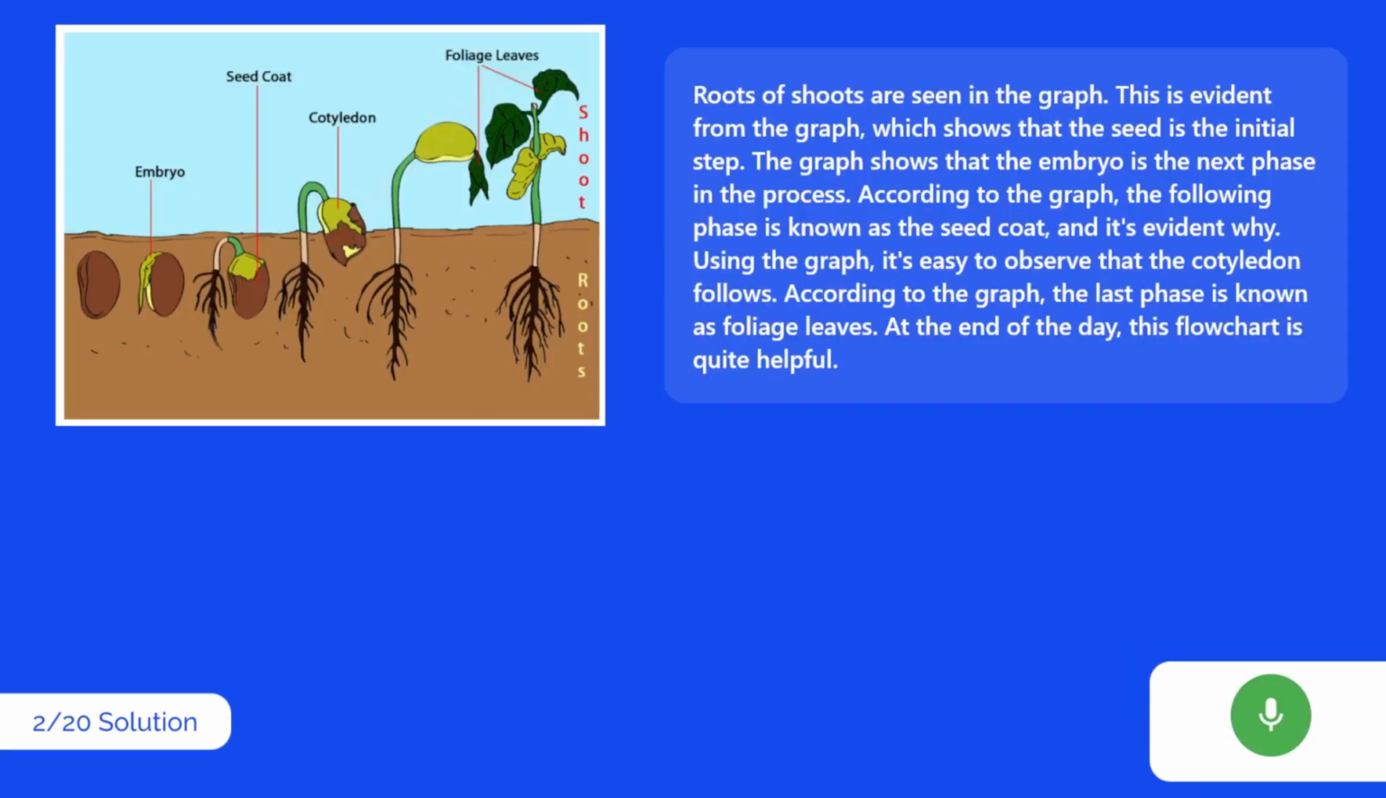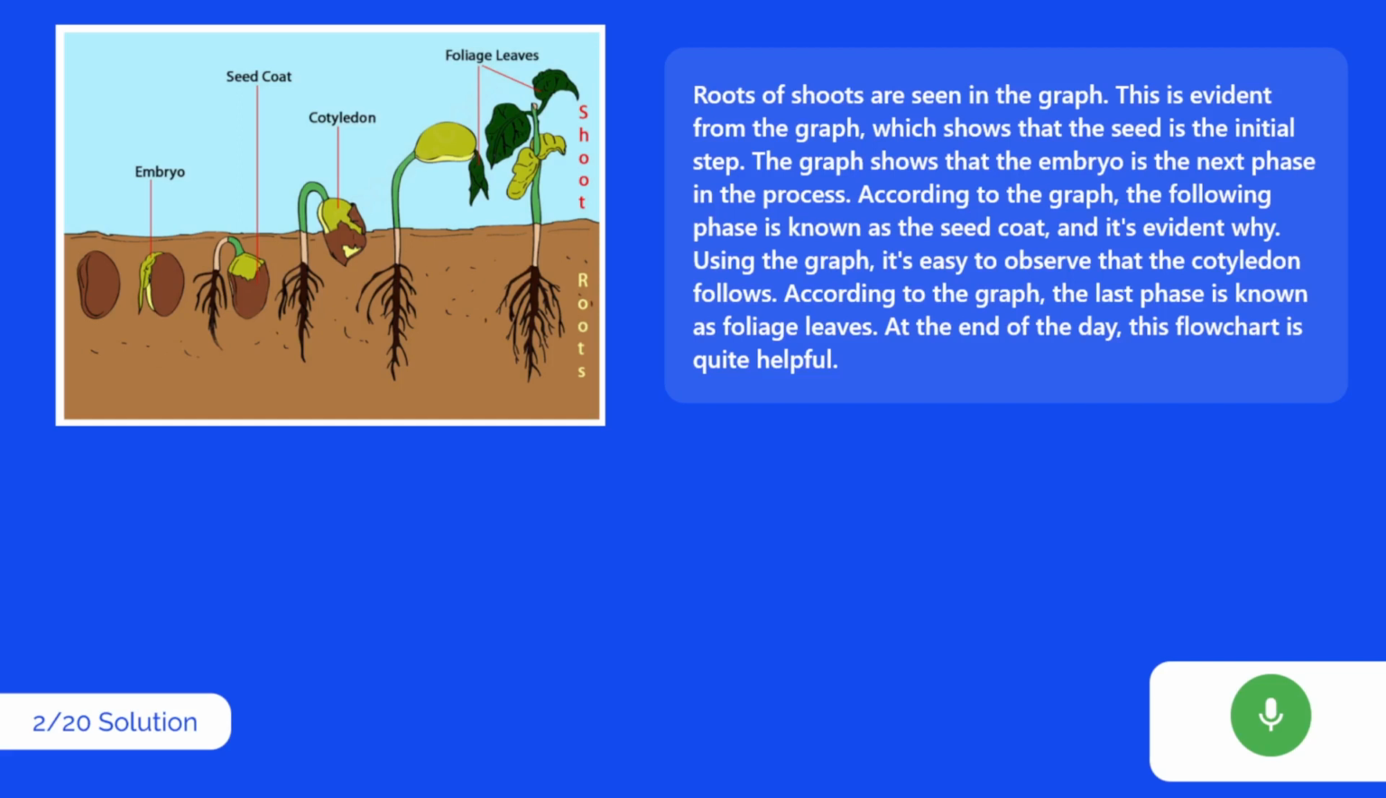Roots of shoots are seen in the graph. This is evident from the graph, which shows that the seed is the initial step. The graph shows that the embryo is the next phase in the process. According to the graph, the following phase is known as the seed coat, and it's evident why.